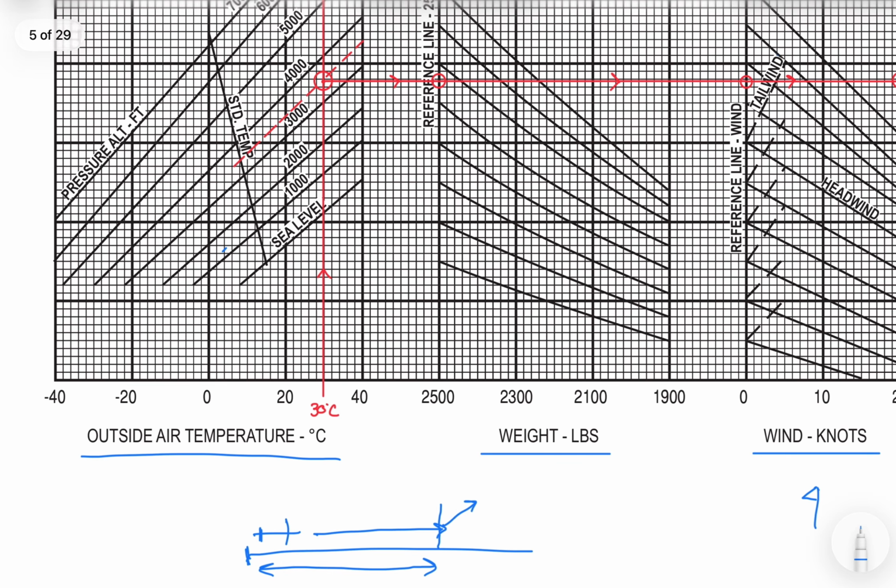Right, firstly, the question gives us a temperature of ISA plus 22, pressure altitude 3,500 feet, a weight of 2,500 pounds, zero wind. And it asks, what is the ground roll?